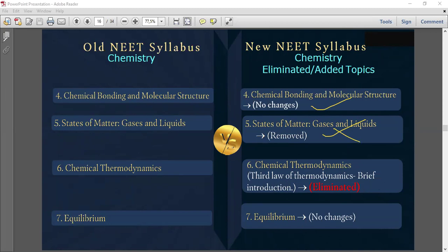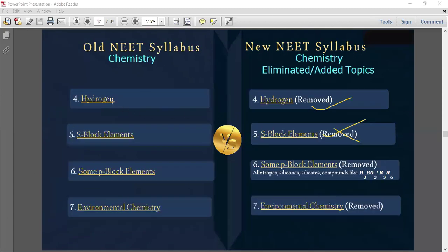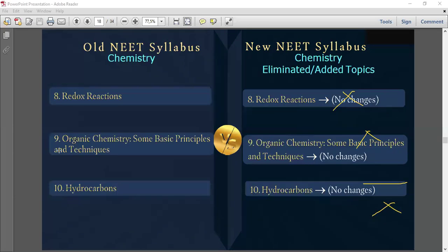In equilibrium, nothing is added or removed. From hydrogen, the hydrogen topic is removed. S block elements removed. So some P block elements removed, like allotropes. Okay, silicon, silicates, compounds, these topics are removed. Next, environmental chemistry, the total chapter is deleted, removed. Okay, and redox reactions.